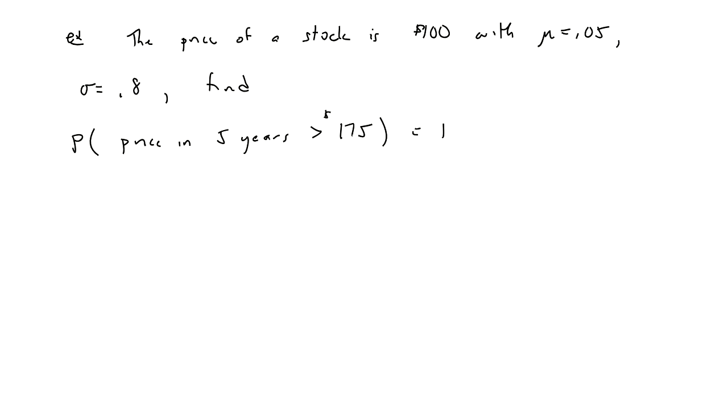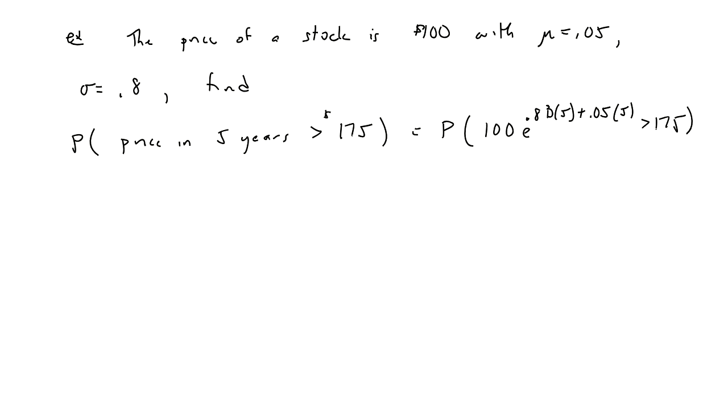So we put everything into our model. So you can see we have x0 is 100, sigma is 0.8, t is 5, so plug it in the model.